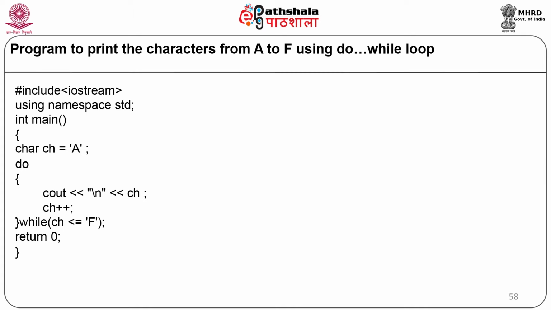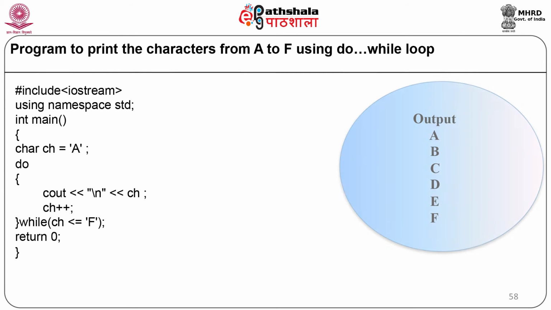Here the initial value of ch is A, which will be displayed on the screen. The character will be incremented by 1, so it becomes B. We are checking B is less than equal to F. If the condition is true, it will display it on the screen. So the characters that will be displayed on the screen will be A, B, C, D, E, F on a new line.